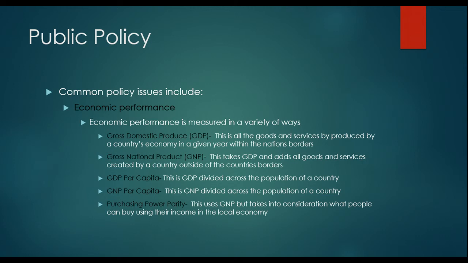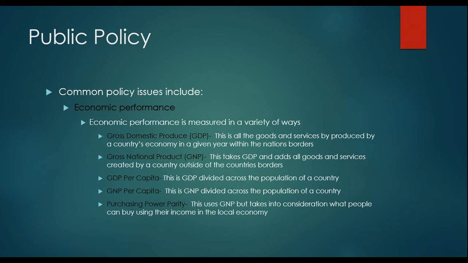Gross national product is pretty much the same thing. It takes the GDP numbers, but it adds all of the goods and services created by a country outside of its borders. So say, for example, we have a call center in India or in Mexico or something like that. If it's an American-based company, you would take those goods and services provided and add that to GNP. If there was an American factory in Mexico, because we have factories in Mexico called maquiladoras, which we'll talk about later, the money created by those things would be included in GNP as well.